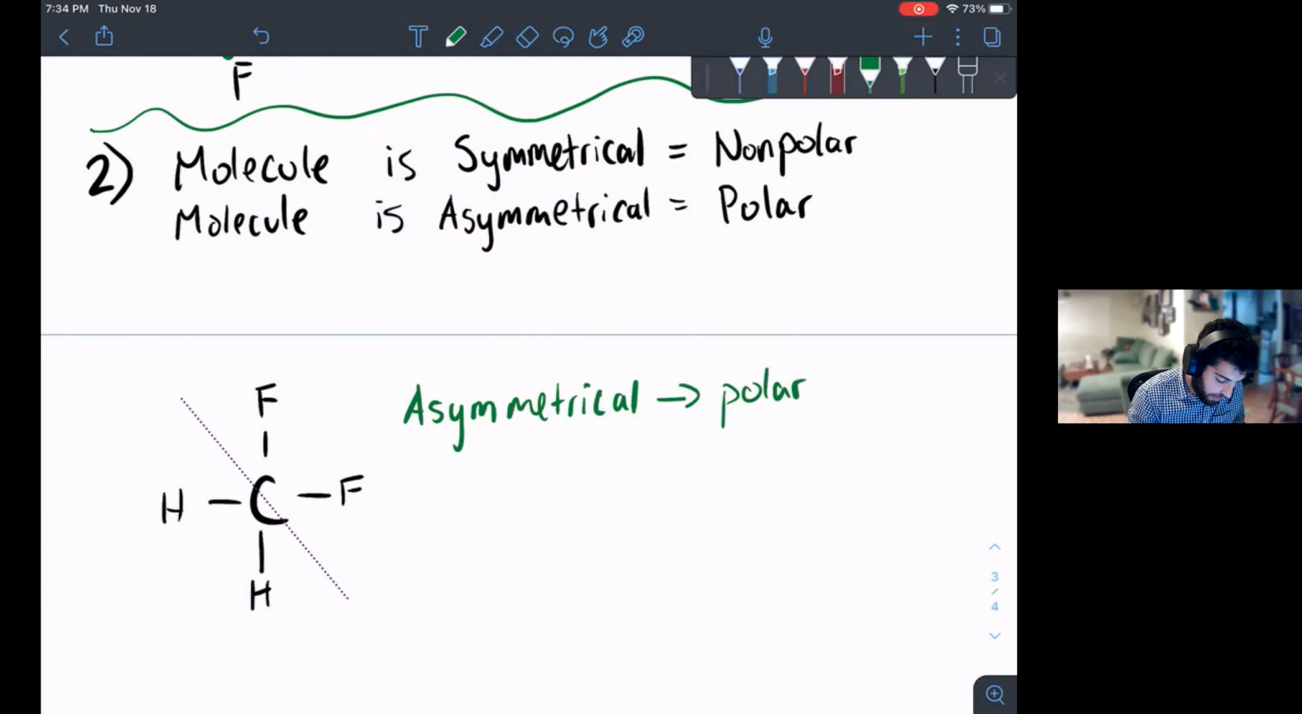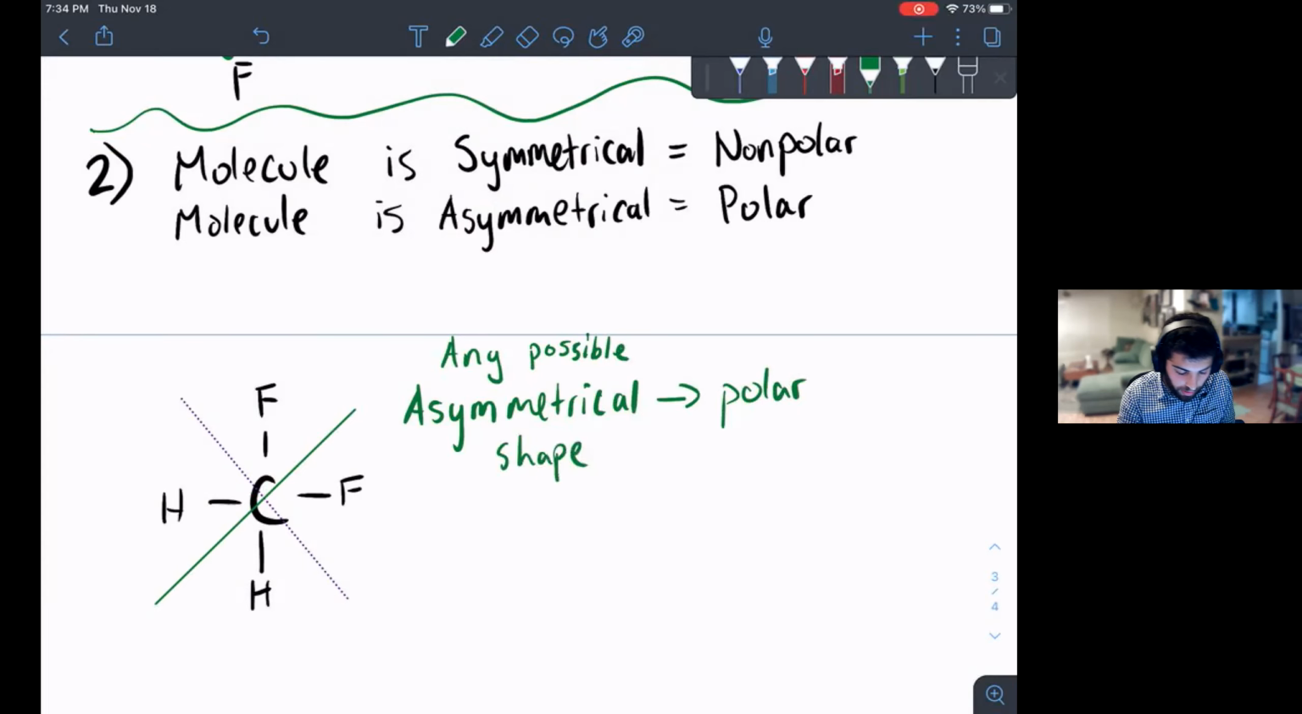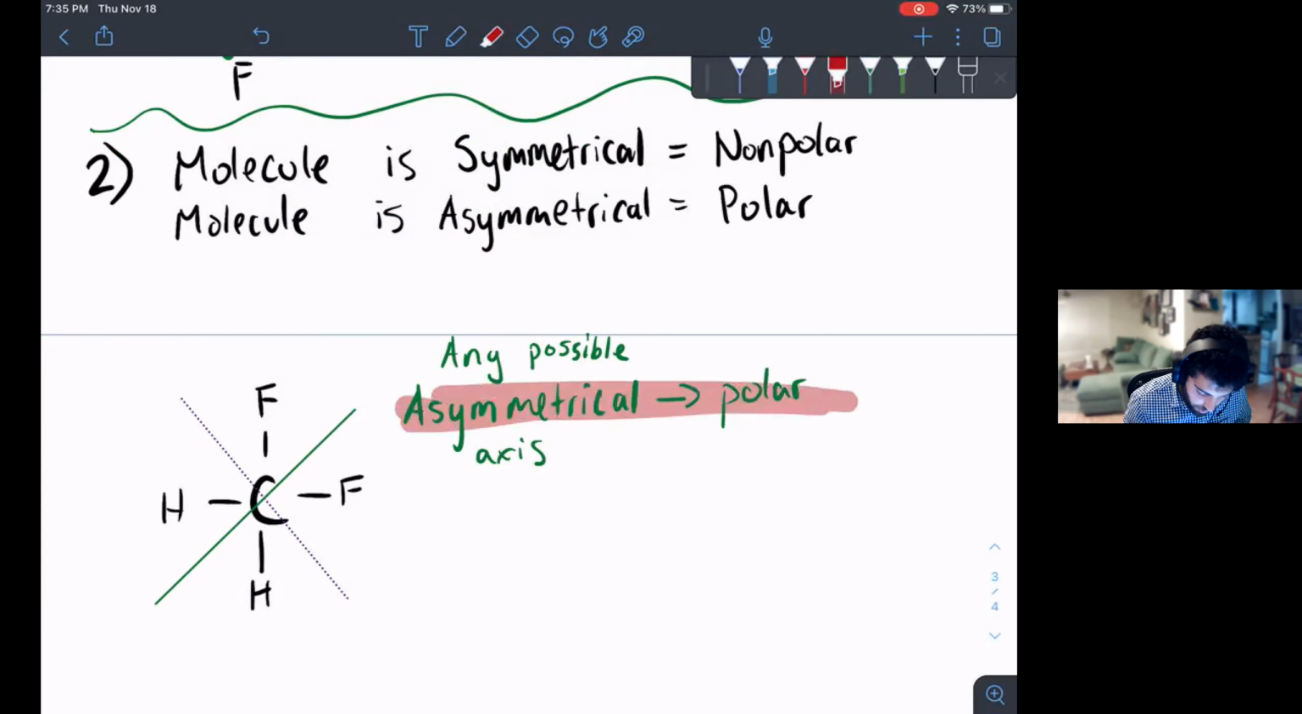You can definitely cut it through a different axis, but that doesn't matter. If there is any possible asymmetrical division, instead of shape, I should use the word division, if there's any way you can divide it where it's any possible asymmetrical axis, so any axis in which it's asymmetrical, it's going to be polar. So I'm going to go ahead and highlight the main point right there.